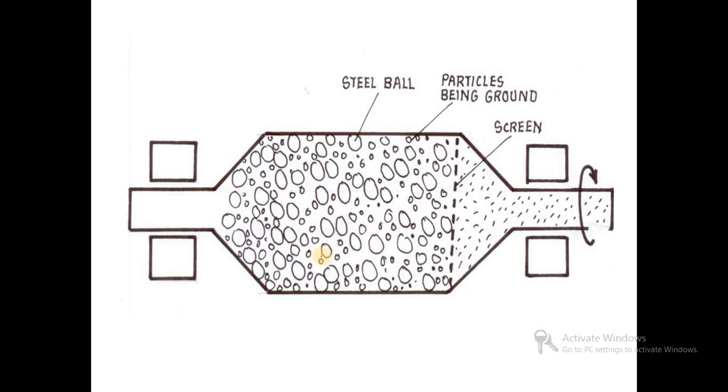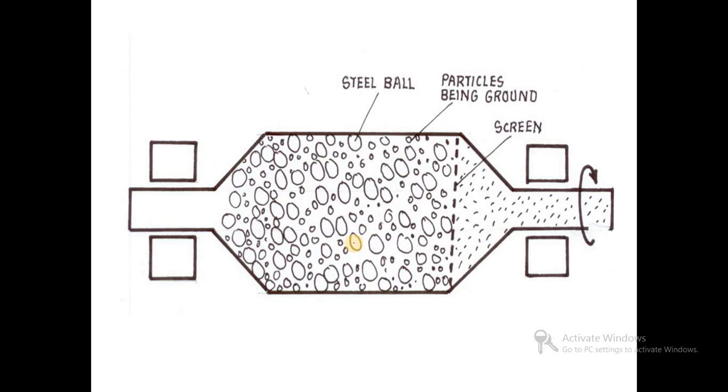This is the diagram, a horizontal view. The axis of the shell may be either horizontal or at a small angle to the horizontal. It is partially filled with balls. The grinding media is the balls, which are made of stainless steel or ceramics. The length of the mill is approximately equal to its diameter.